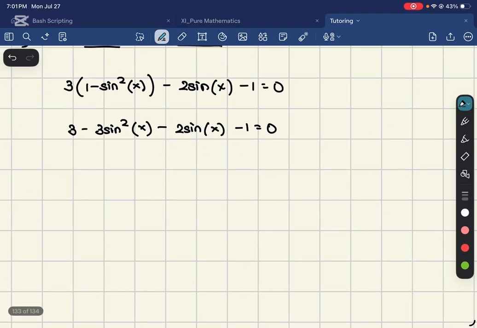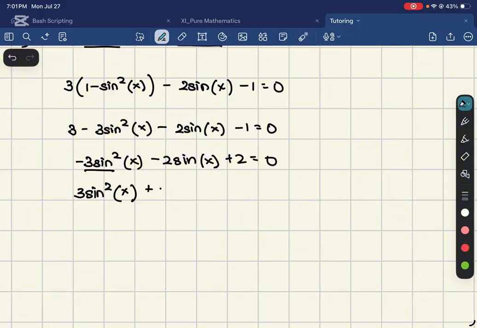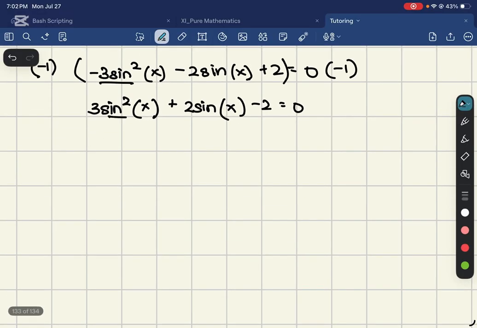If you rewrite this, it looks something like minus 3 sine squared x minus 2 sine of x plus 2 equals 0. And if you just multiply through by negative 1, because I like my first term being positive, I get something like this. My left-hand side looks like this, and my right-hand side multiplied by negative 1 is still the same. All right, and now I can just say sine of x is equal to u.